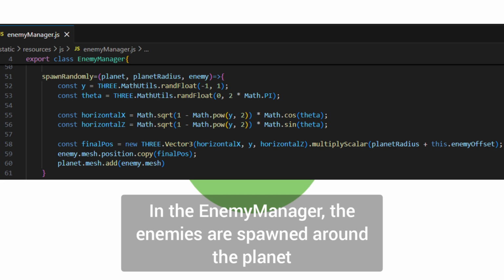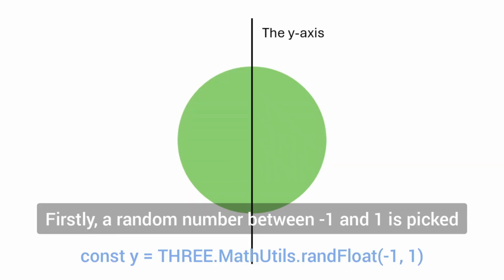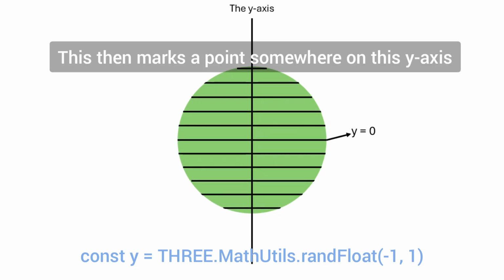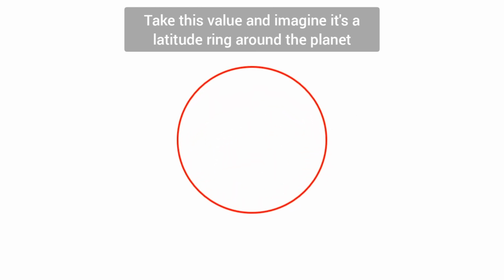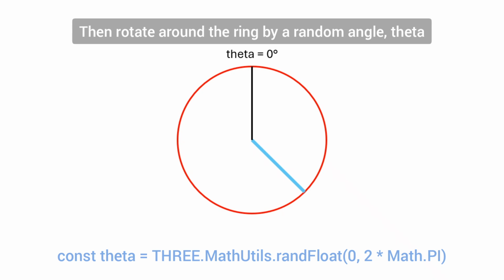In the enemy manager, the enemies are spawned around the planet. Firstly, a random number between -1 and 1 is picked. This number then marks a point somewhere on the y-axis. Take this value and then imagine it's a latitude ring around the planet. Then rotate around the ring by a random angle, which is called theta.